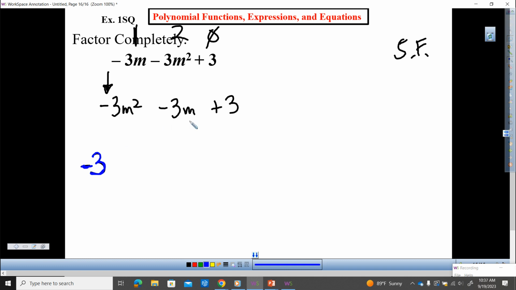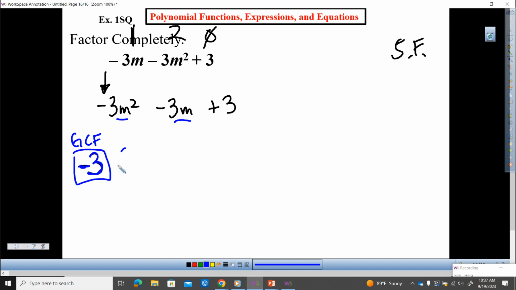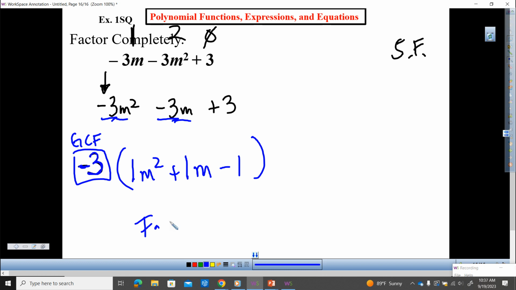Does each term have an m? No, just these two. So guess what? My GCF is negative 3, which means, let's see, what does that leave us at the end? What is negative 3 divided by negative 3? 1m squared. Next, what is negative 3 divided by negative 3? Positive 1m. And what is 3 divided by negative 3? Negative 1. And these are my factors.